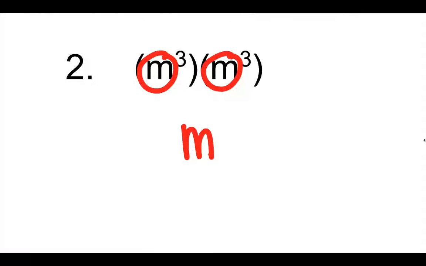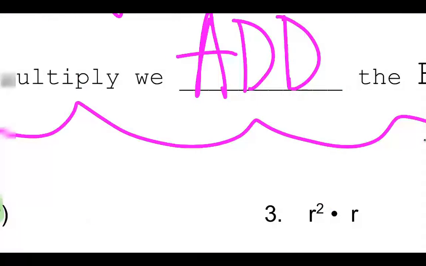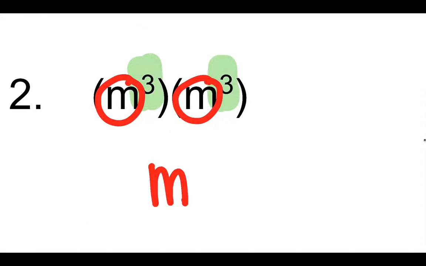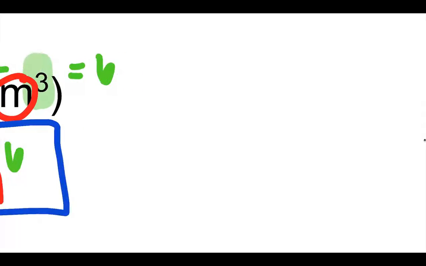Then I look here. My little baby number is my exponent. I've got a 3 and a 3. Remember, when you multiply, we add the exponents. So I've got 3 plus 3 gives me 6. So this is m to the 6th power is my answer. So not bad.